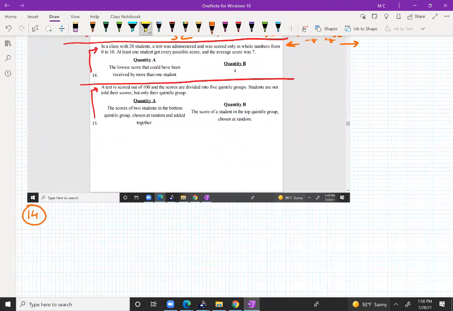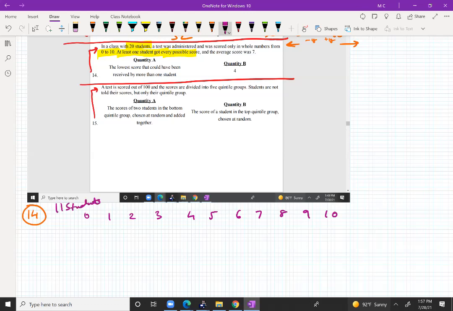Okay. So first, you see that's 20 students. And they got 0 to 10. And at least one student got every possible score, right? So you're talking about 0, 1, 2, 3, 4, 5, 6, 7, 8, 9, 10. That's 11 students, right?